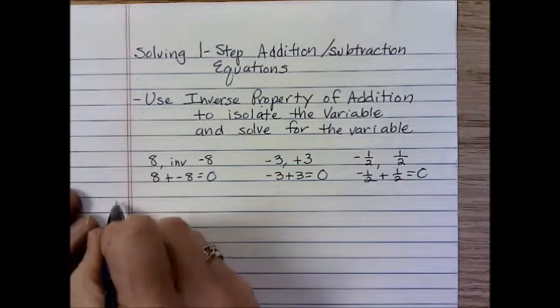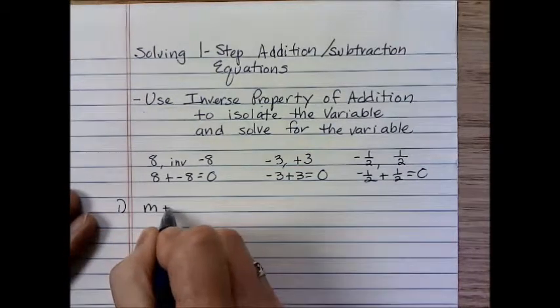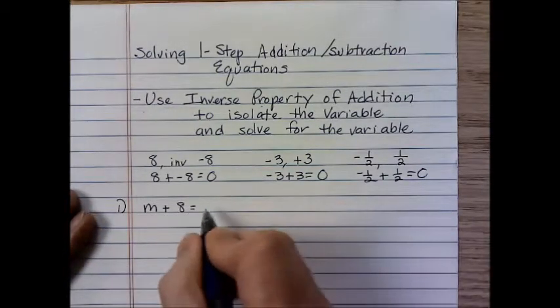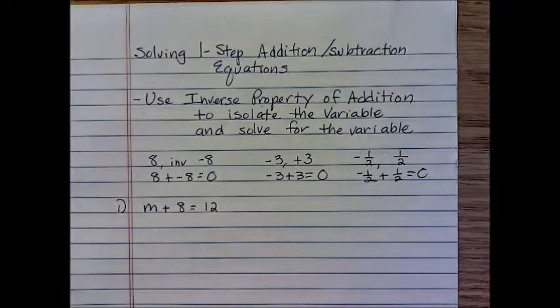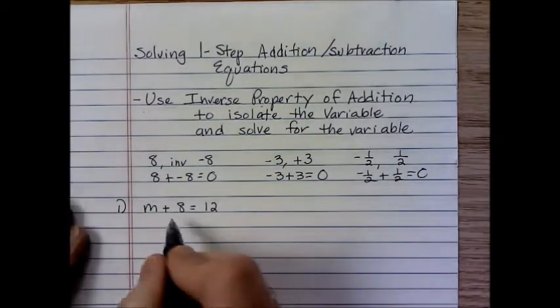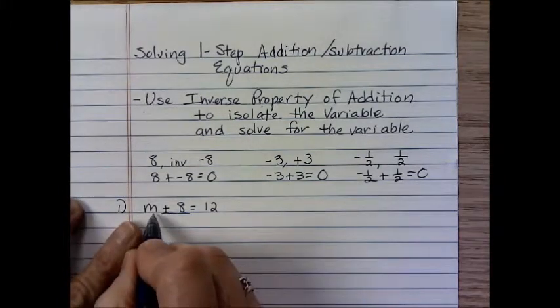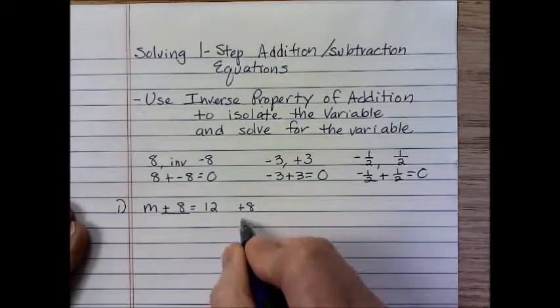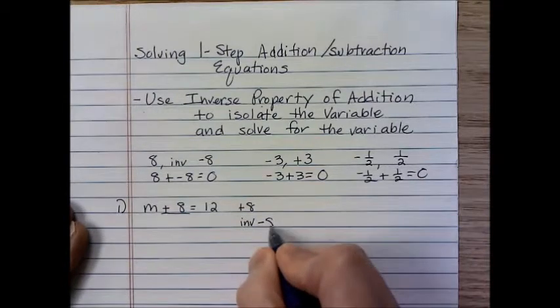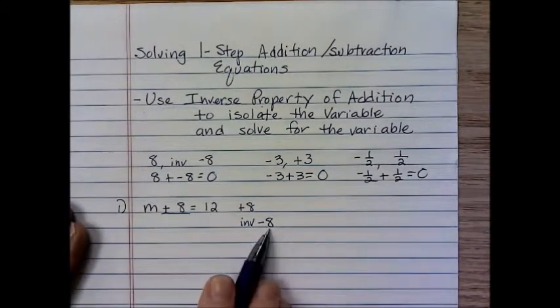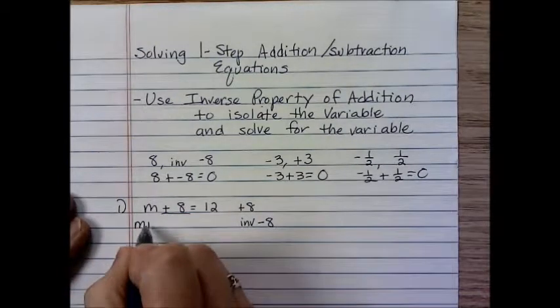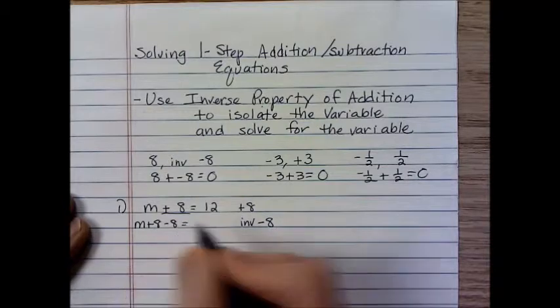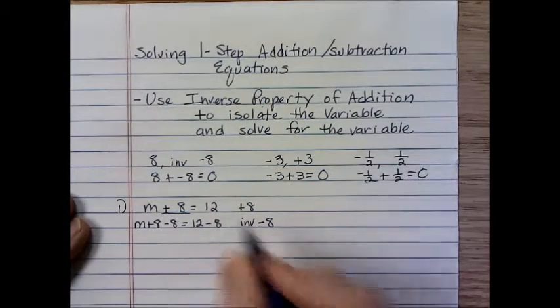Let's start with the following example. Let's say I have m plus 8 equals 12. I know we could do this mentally and figure out what m is, but let's see what the process is. So first I'm asking myself, what am I doing to m here? I am adding 8 to the variable. So the inverse would be to subtract 8. Since this is an equation, I have to subtract 8 from both sides. So I'm going to now subtract 8 on the left, and I'm going to subtract 8 on the right.